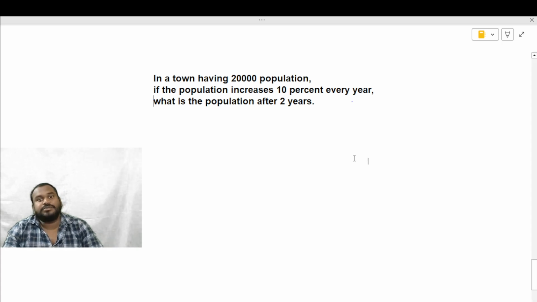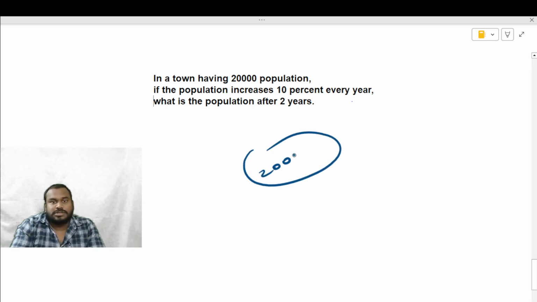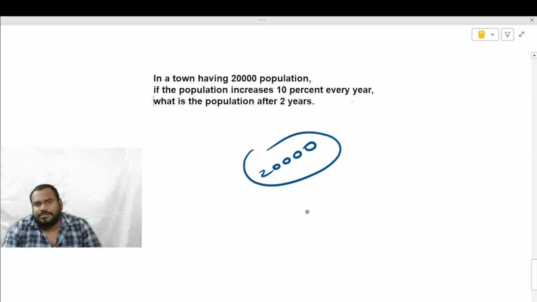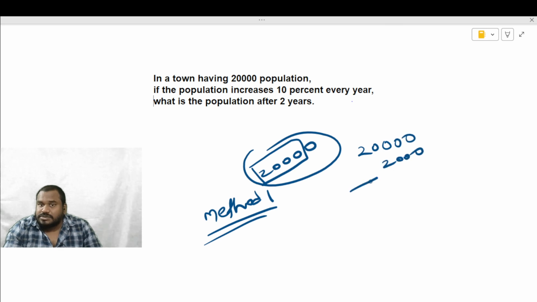In a town having 20,000 population, if the population increases 10% every year, what is the population after 2 years? This can be solved in two ways. Method one, the regular easy method: the population is increasing every year by 10%. What is 10% of 20,000? 2,000. So 20,000 increased by 2,000 becomes 22,000 after the first year.